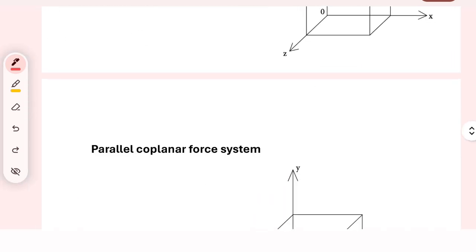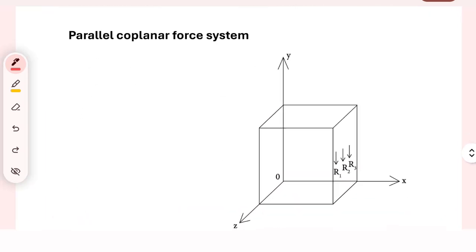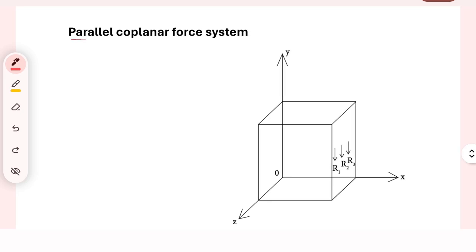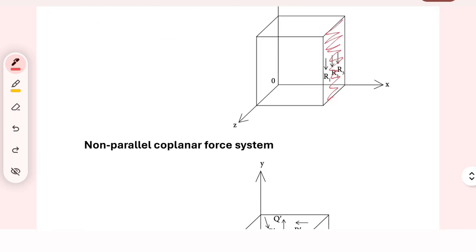And the next one is the parallel coplanar. Parallel, so the forces are parallel. If you look at the diagram of R1, R2, and R3, they are indeed parallel forces, and they are on the same plane, and that plane is this plane. That's the side of the box. So they're lying on the same plane, and they are parallel. So they are parallel coplanar force systems.